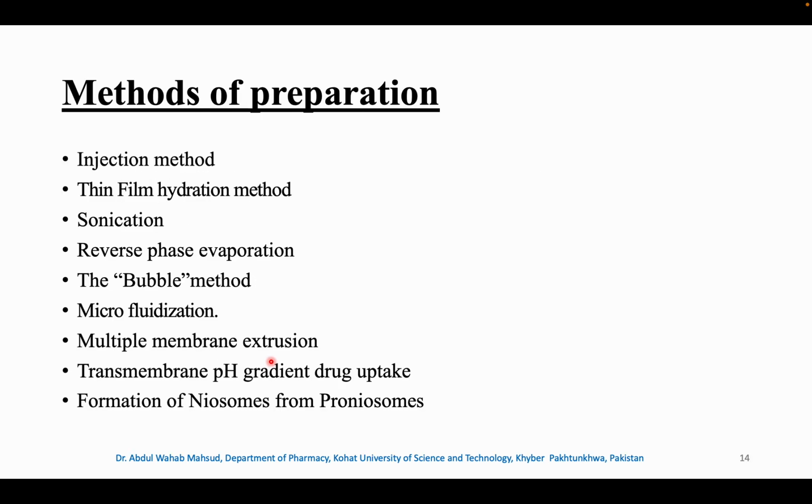Methods of preparation. These are the different methods which are used for the preparation of niosome: injection method, thin film hydration method, sonication, reverse phase evaporation method, the bubble method, microfluidization method, multiple membrane extrusion method, transmembrane pH gradient, drug uptake or drug pH gradient method, and formation of niosome from proniosomes. These are the different methods which are used for the preparation of niosome.